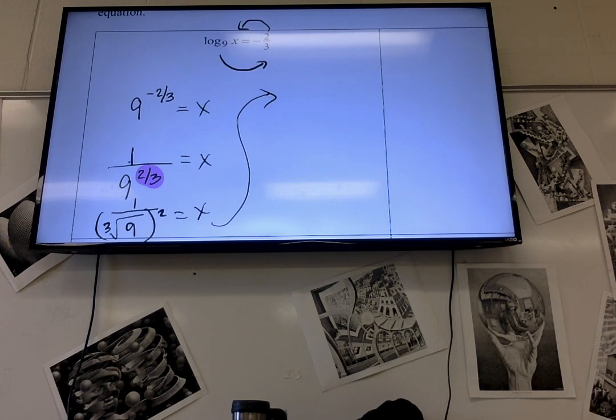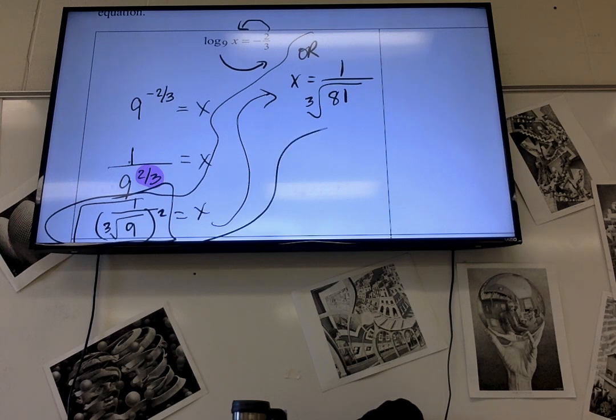So if we took 9. Oh no, that's not going to simplify, is it? No? We can leave it like that. I was thinking it simplified. Or we could square it first, which was 9 squared, and then take the cubed root of it. But those are the same. I was thinking it came out to be nice and pretty, but it didn't.